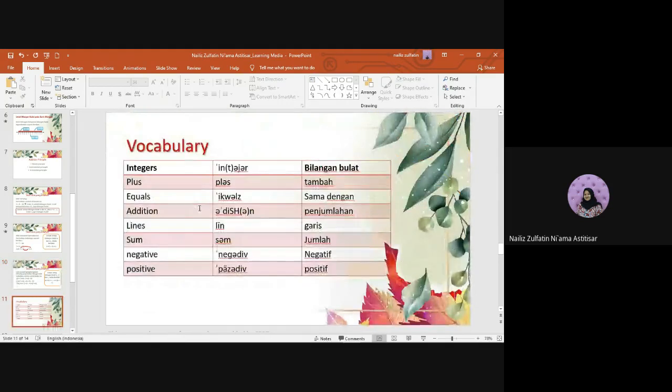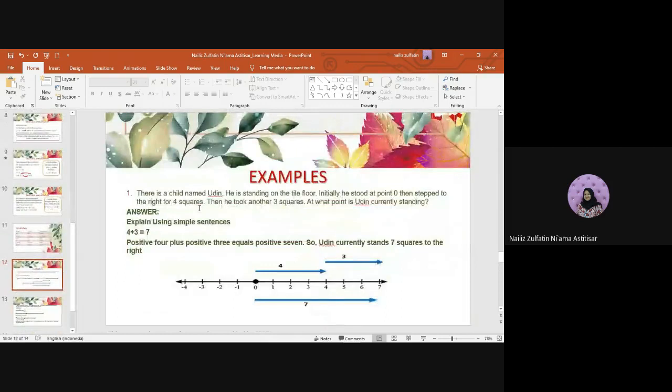And now, this is the integers vocabulary. Integers itu sama aja bilangan bulat. Plus itu tambah. Equals itu sama dengan. Additions itu penjumlahan. Lines, garis. Sum itu jumlah. Negative, it's negative. Positive, it's positive.